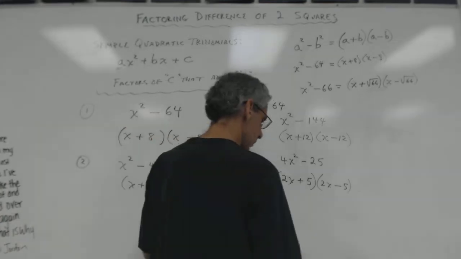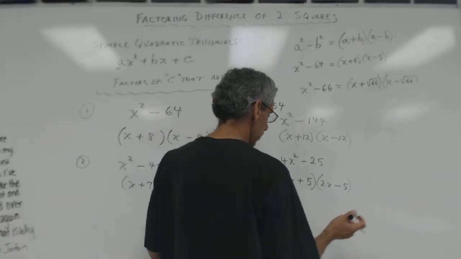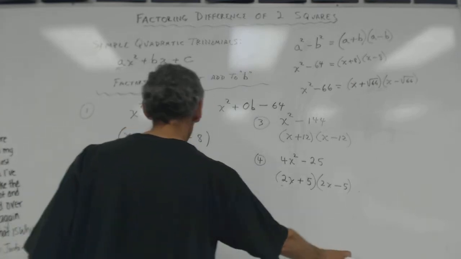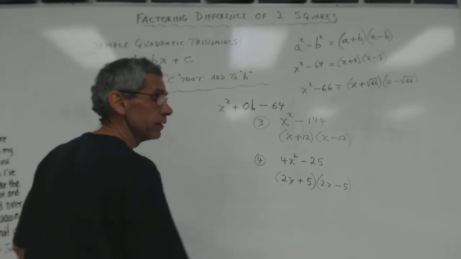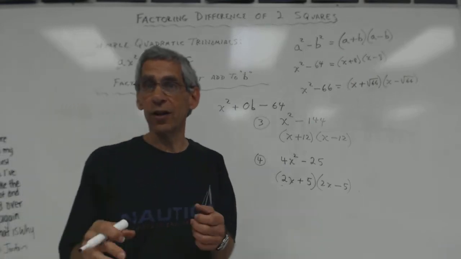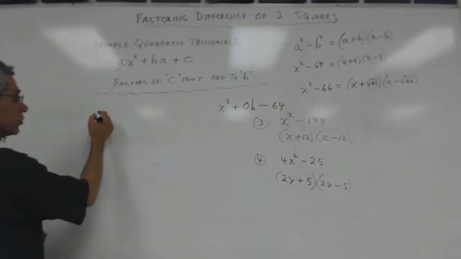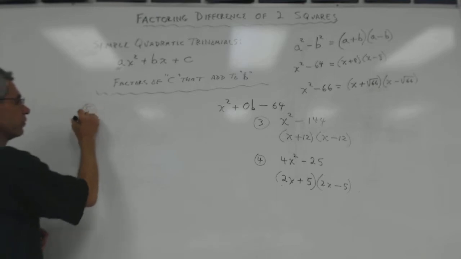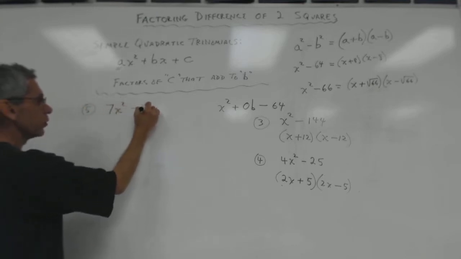Yes? What would happen if it was like 7x squared minus 25? Okay. Well, let me do a different one. That's okay. Let me just erase a little bit here. Most math teachers aren't going to give you that because all of us math teachers love everything to work out. But that's okay. Let's try it. If I gave you this, 7x squared minus 25.